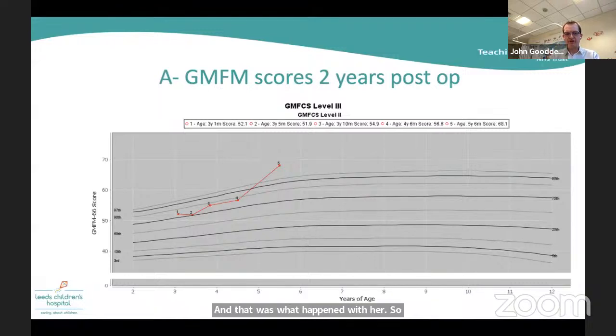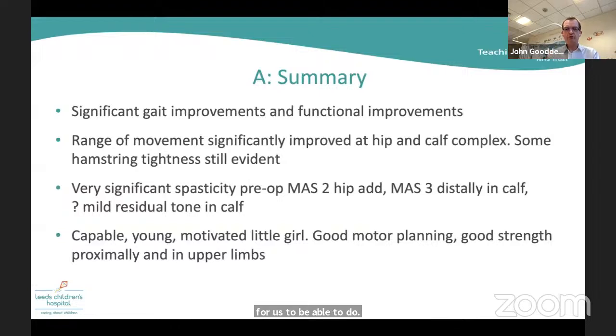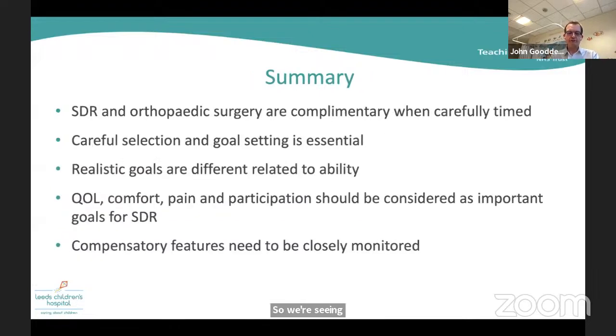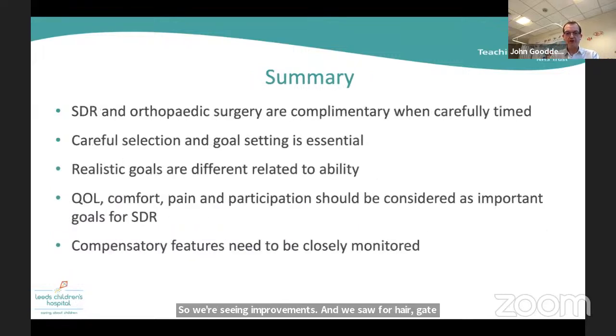So under natural history, she should have carried on down here. She's crossed from being a GMFCS level 3 to becoming a GMFCS level 2. And being able to offer that sort of chance of improvement for even a small selection of patients is a fantastic thing for us to be able to do. So we're seeing improvements. We saw for her gait improvements, functional improvements, significant improvement in her spasticity.